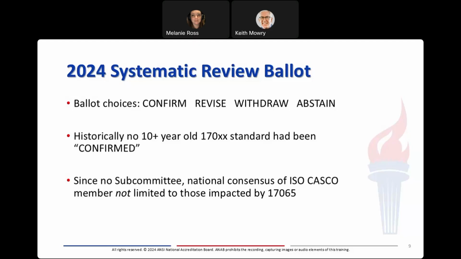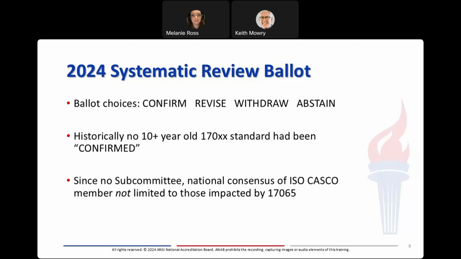Now, it's interesting and significant to note that historically, in ISO CASCO's history, there has never been a 10-year-old standard or a standard that's older than 10 years that has been voted to be confirmed on a systematic review ballot, right?